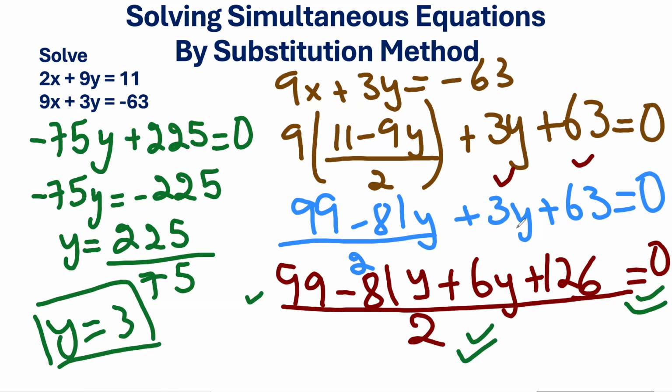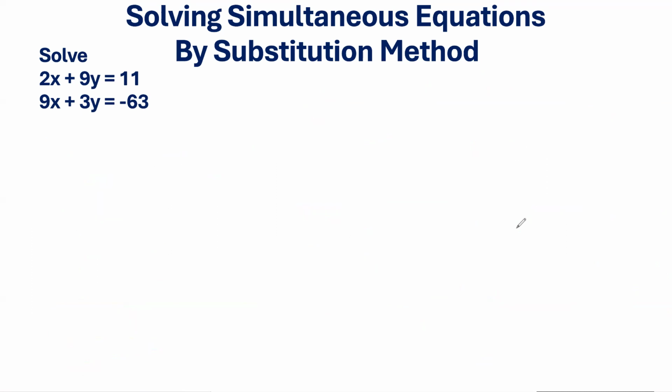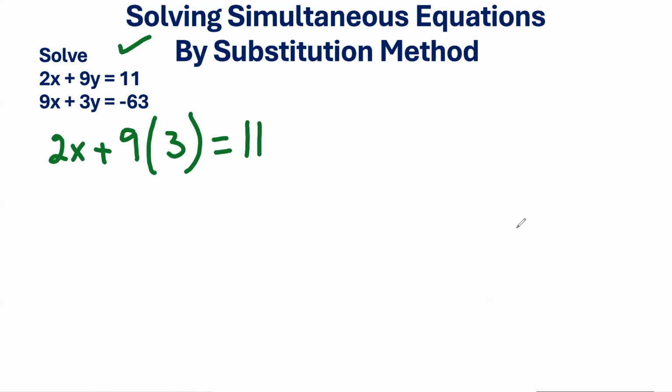Now you have to find the value of x. Right? You can substitute the value of y in any of the equation 1 or equation 2. In this way, you can find the value of x. y is equal to 3. Let's substitute now. You can use equation number 1. y is 3. And the right-hand side is 11. You can find the value of x.